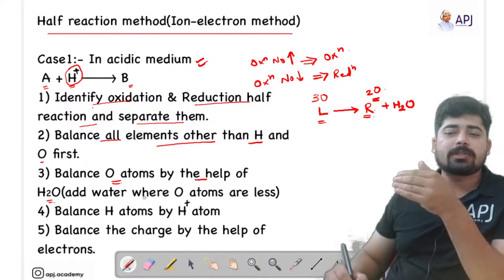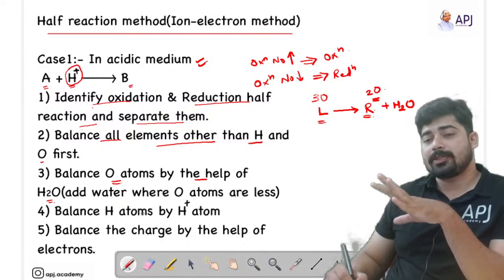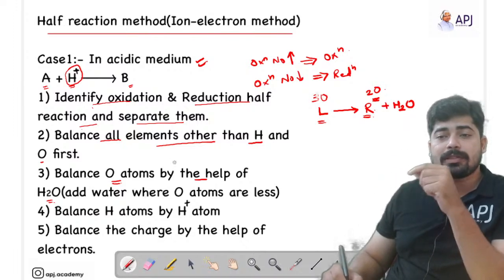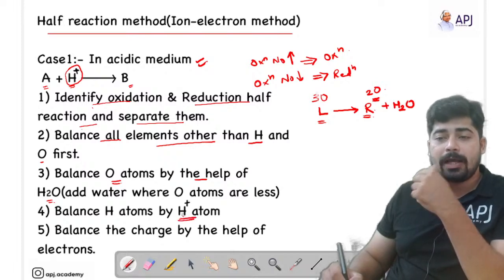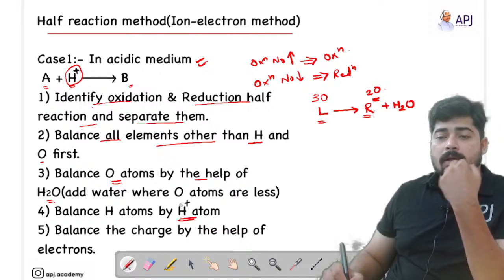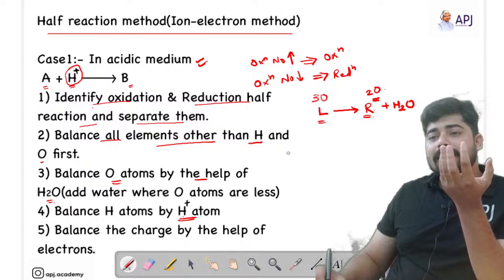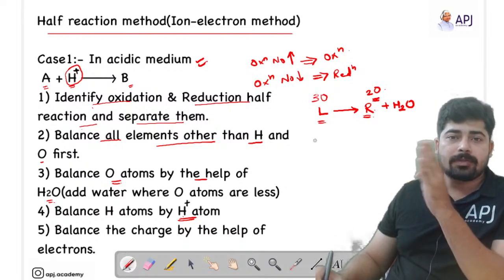Now what is the fourth step? The fourth step is that we have to balance the hydrogen atoms. That is the last step. To balance the hydrogen atoms, since it is acidic medium, you have to use H plus ions. So wherever required, I have to add H plus ions and balance the hydrogen atoms on both sides.